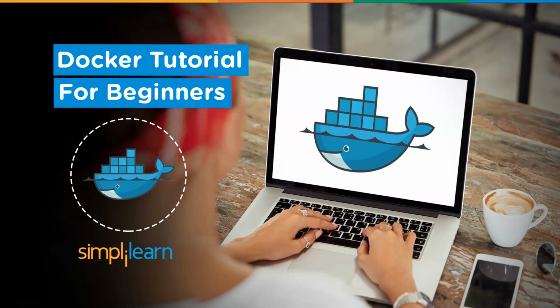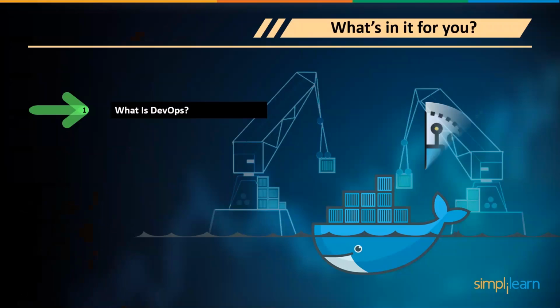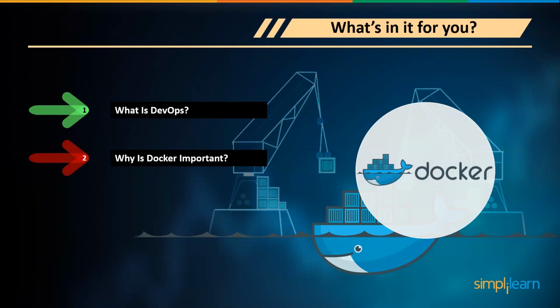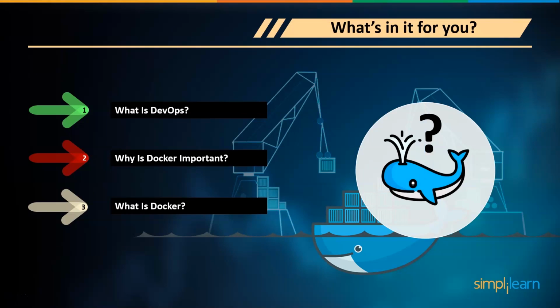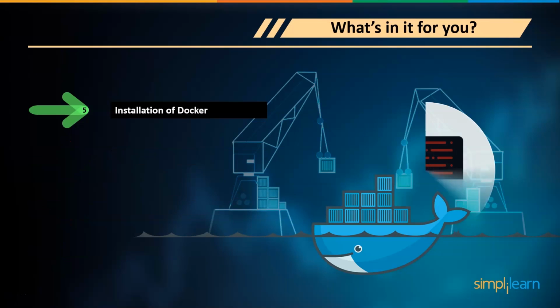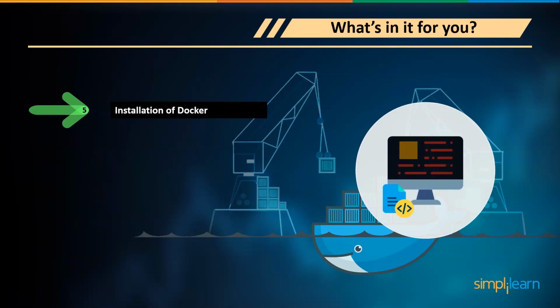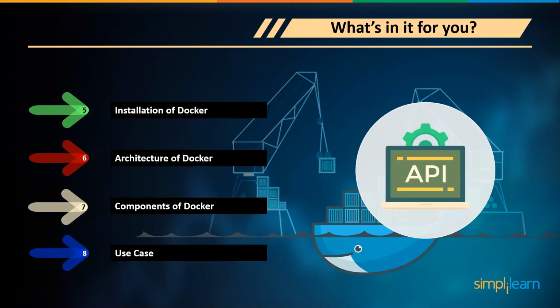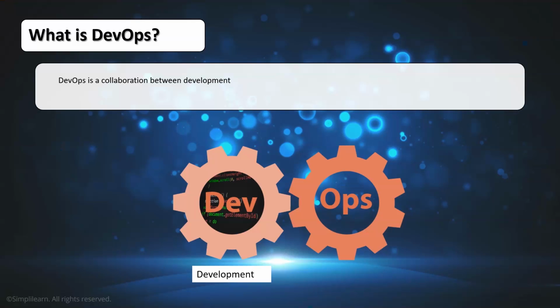Welcome everyone to this tutorial on Docker for beginners. In this one we are going to talk about the various components, for example, what is DevOps, why DevOps is important, what is Docker, the advantages of Docker, installation of Docker, architecture of Docker, and components of Docker. So these are the different things which we are going to talk about.